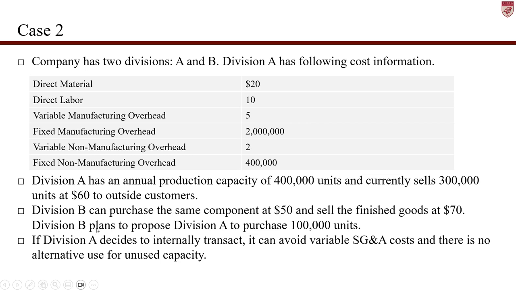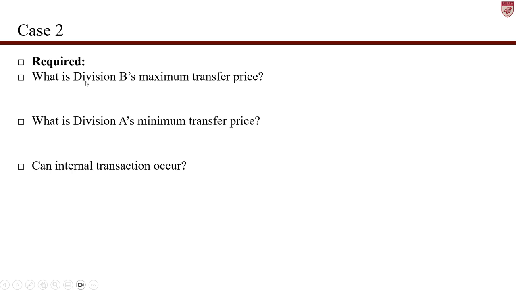Now Division B plans to propose Division A to purchase 100,000 units. If Division A decides to internally transact, it can avoid the variable SG&A costs, and there is no alternative use for unused capacity. Now there are three different questions.